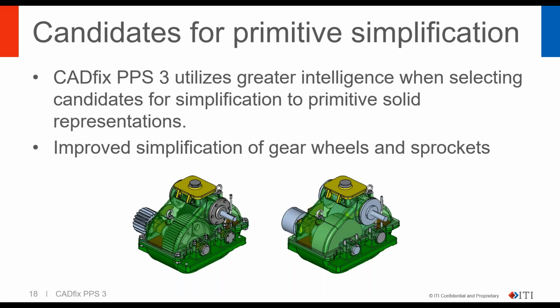So all of those three things, our pipe runs, our end caps, and our primitive candidate selection, are things which are fully integrated into the automatic process. They don't require anything from the user, and it just means that you'll get a more consistent and a much greater simplification result than in the previous version of CADfix.